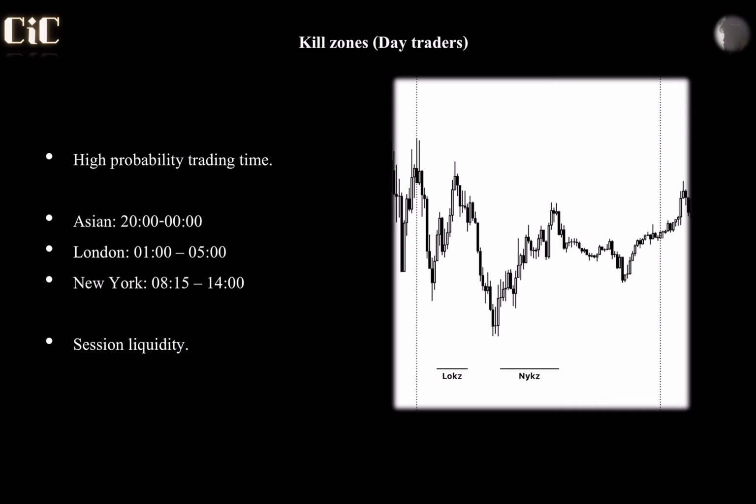Right. So whenever I say a time, whenever I'm trying to tell you something on the chart, the time that unifies all of us is New York local time. That's the time which matters to the algorithm. So Asian, 8 p.m. to midnight. London, you have 1 a.m. to 5 a.m. New York, 8:15 to 2 o'clock. Now there are some adjustments which can be made to these times, but this is the rough estimate.